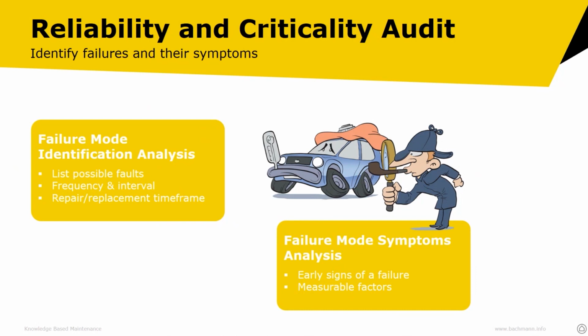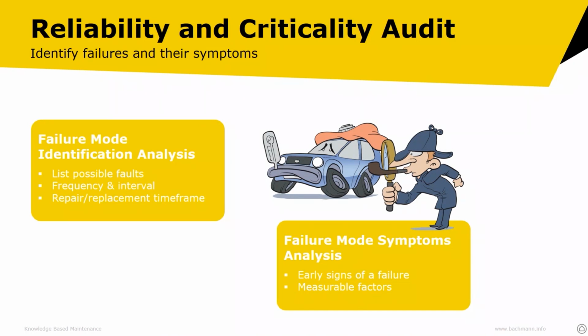So you basically go through your inventory list and work out the failure modes that can affect all of those parts, and then look at the criticality of those failure modes and what it's going to do to your whole process.